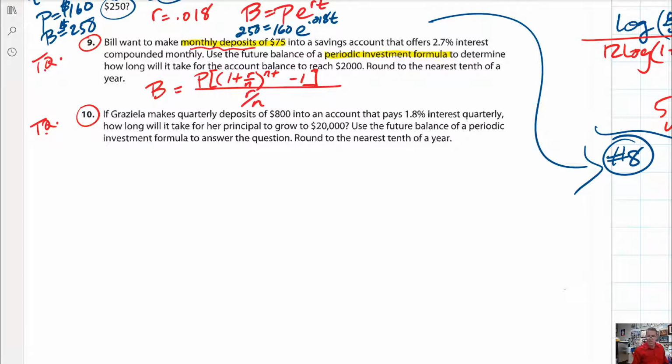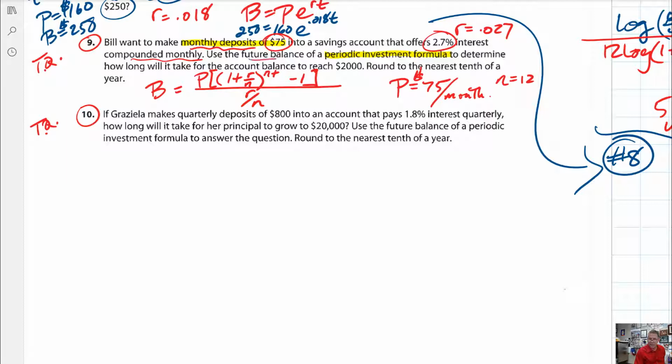This is something that we've dealt with before, but this time we're going to solve for t. So Bill's going to be making monthly deposits of $75. Your monthly periodic amount is $75 per month. That is your periodic deposit. Now r is 0.027, the interest rate of 2.7% as a decimal. And it's compounded monthly, so n is 12, because we're talking about monthly.